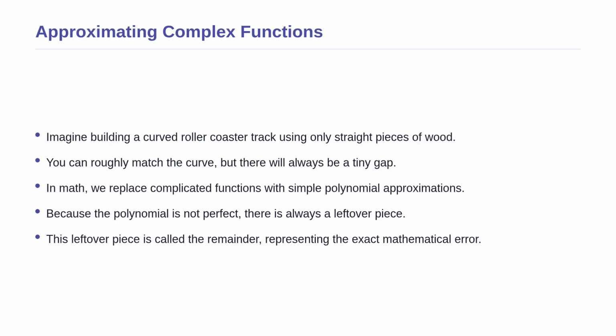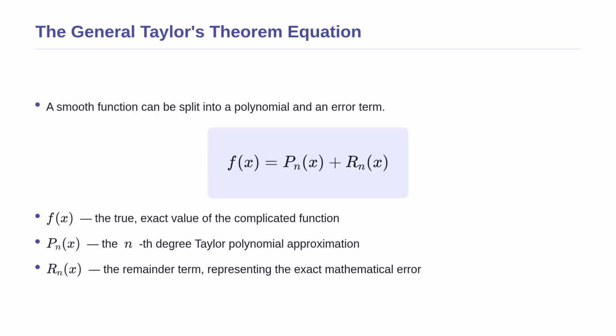But because a simple polynomial is rarely perfect, there is always a leftover piece, which we call the remainder or the error.